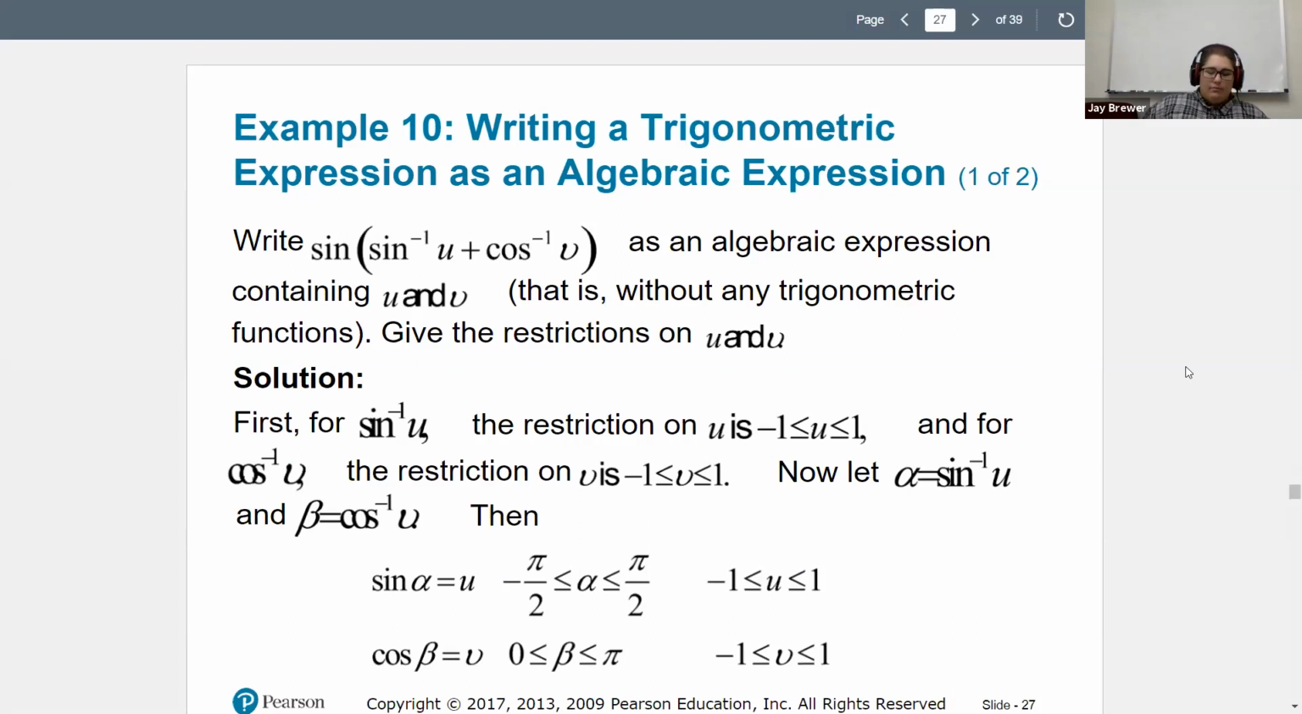Okay? So the first thing you have to do is you have to set sine of alpha equal to u and cosine of beta equal to v. You have to pay attention to not just your alpha and your beta limits, but also your u and your v limits. Okay? Go ahead and make sure you write all that down.